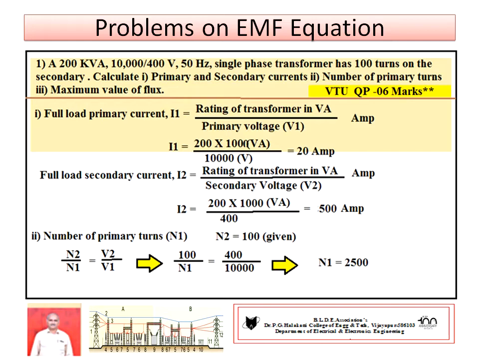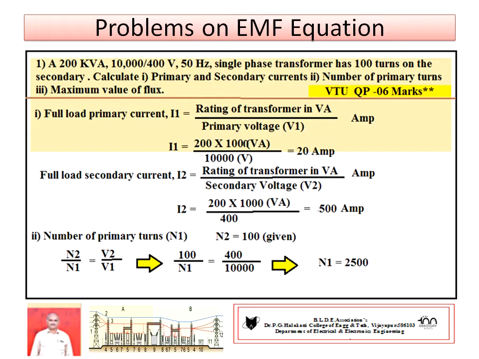In a similar fashion, the full load secondary current I2 is again equal to the rating of the transformer in volt amperes divided by the secondary voltage. So we are getting around 500 amperes. The number of turns of the secondary is given as 100.